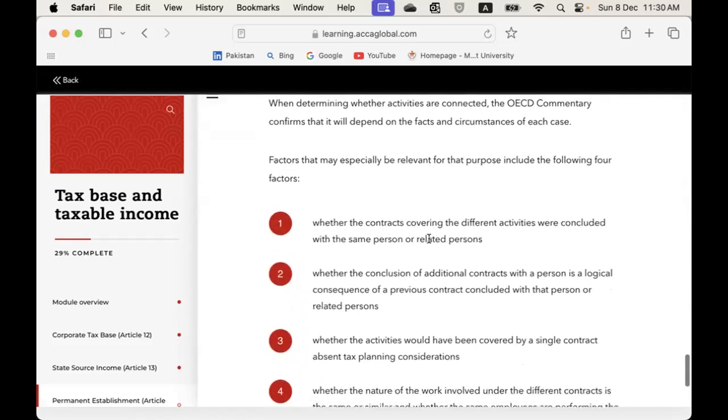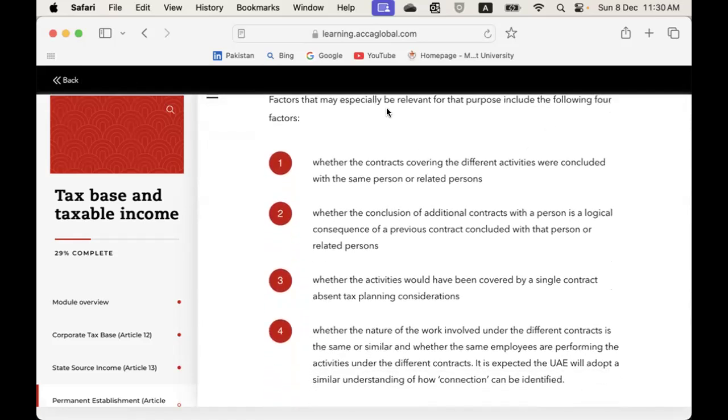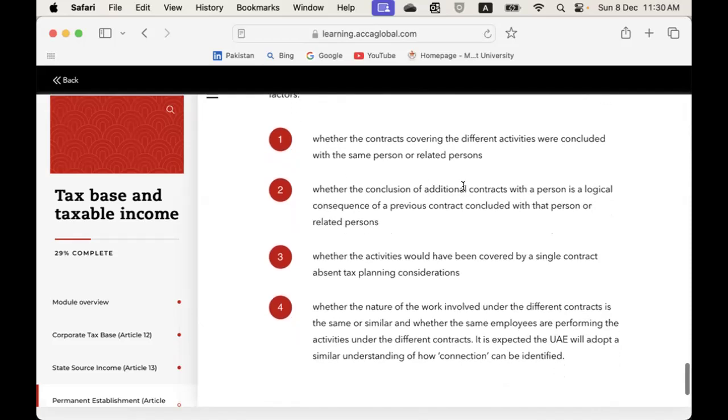When determining whether activities are connected, the OECD commentary confirms that it will depend on the facts and circumstances of each case. So there are factors that may especially be relevant, including the following four factors: whether the contracts covering different activities were concluded with the same person or related persons, whether the conclusion of additional contracts with a person is a logical consequence of a previous contract. So that's a continuation of business.